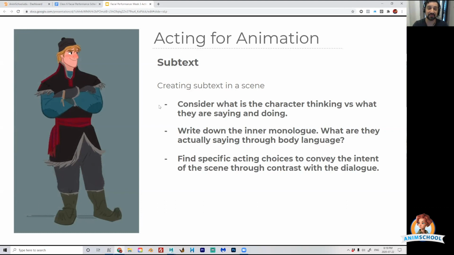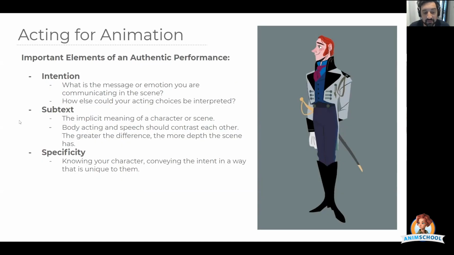You're getting to the subtext, to the real underlying meaning of it. Specificity. You hear me talk about this a lot. Knowing your character, conveying the intent in a way that is unique to them. This goes back to the Big Hero 6 exercise I showed, right? The characters walk into a room, and they each do it differently. And thinking about how your character would do it.